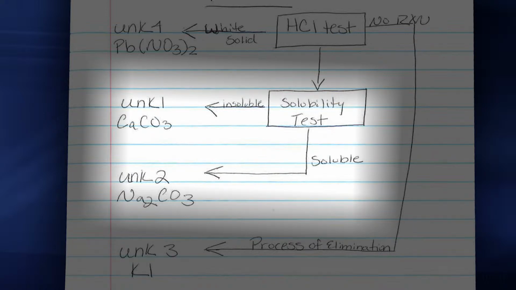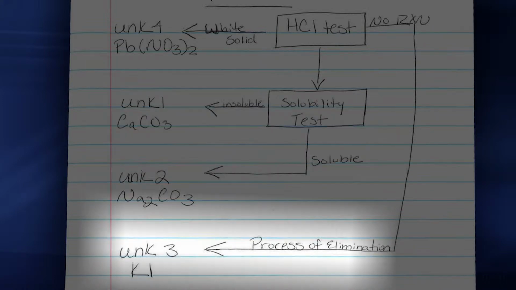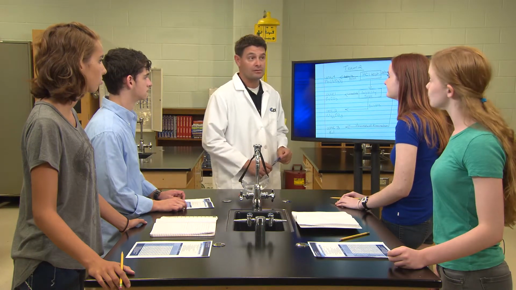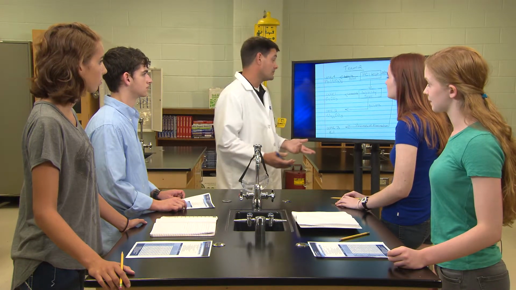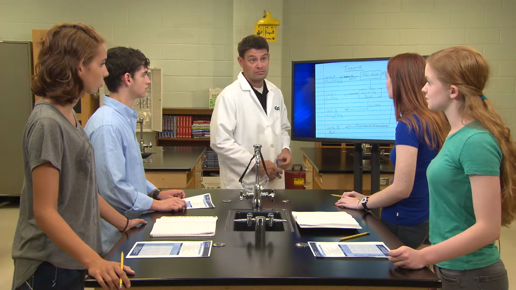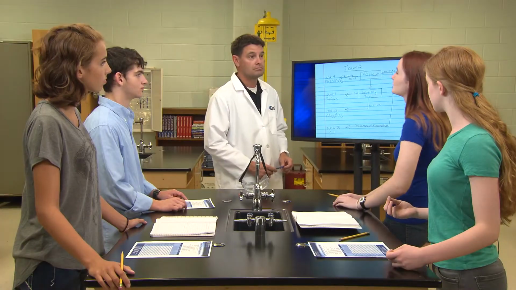Since unknown number 1 was insoluble, we knew it was calcium carbonate, which means that unknown number 2 had to be sodium carbonate. And the only one left was unknown number 3, so we figured it must be potassium iodide. So you only ran one test on unknown number 3. Is there a test that you could have run to identify that further? Well, we could have taken the same last step as the other team using the lead-2 nitrate solution. Yeah, if we're correct, that would have given us the same results.